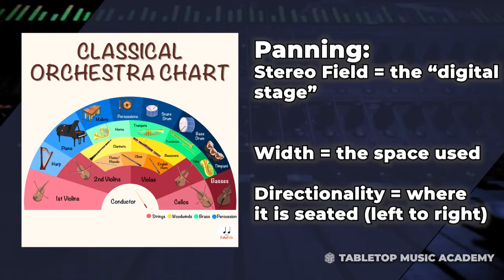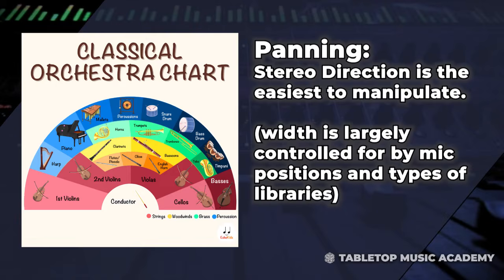Stereo direction has more to do with where the sound is located on stage from left to right. Using our example, the violin section is going to be further to the left, whereas a single tuba player would be located further to the right. Of the two, stereo direction tends to be the easiest to manipulate. Your width is going to be largely controlled by things like mic positions or the types of libraries you're using, whether it's a violin section or a violin soloist.